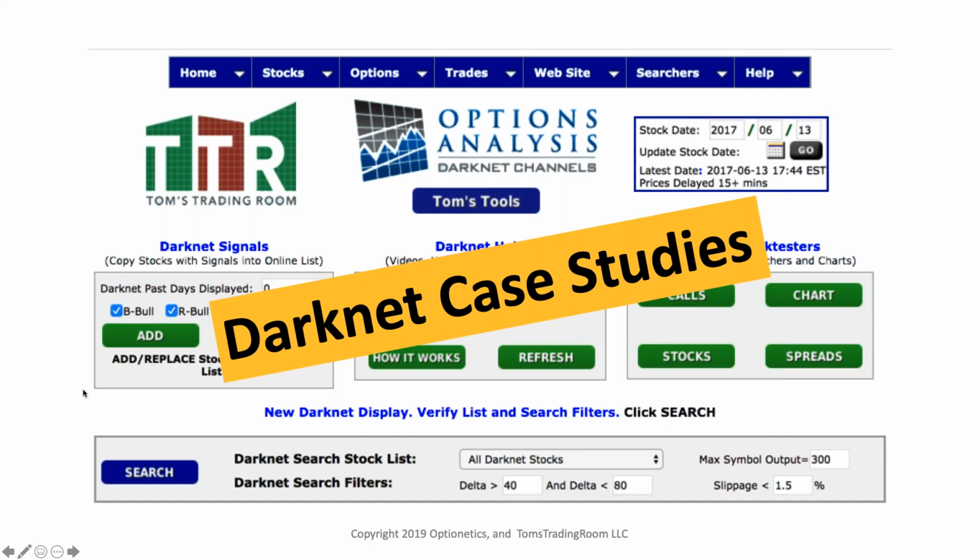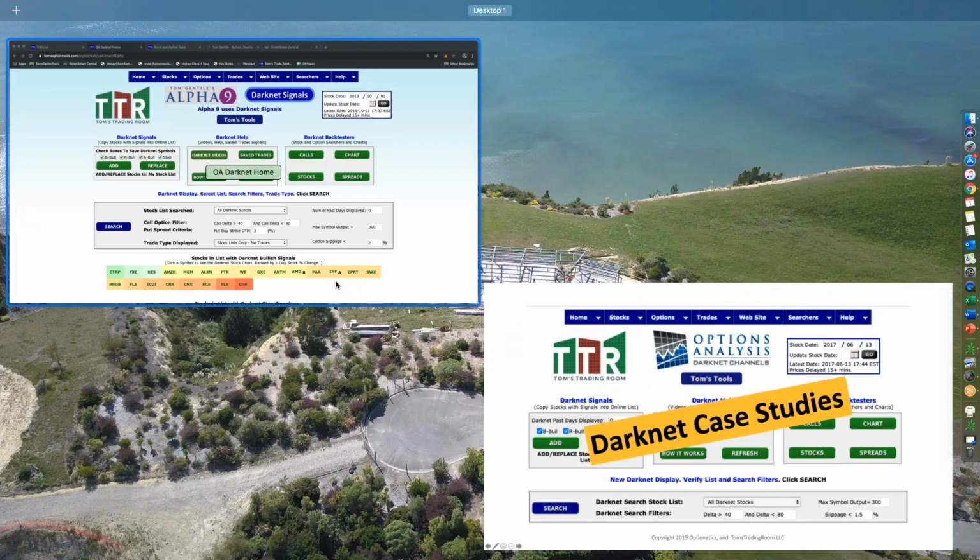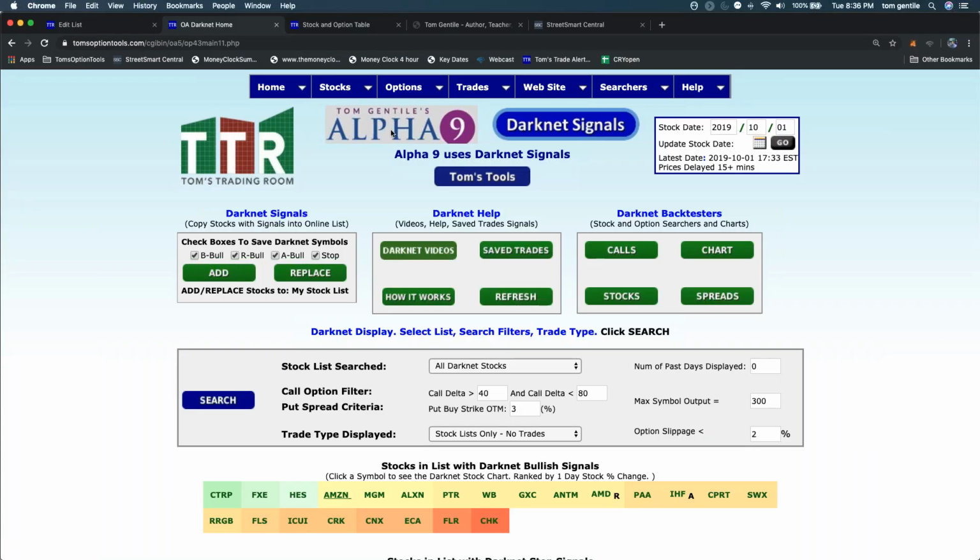And we're going to look at today. We're not going to go back in time. You can go back and backtest Darknet by changing the date in the upper right-hand corner and looking at Darknet stocks as they go day by day by day. I thought what we could do is look at today's stocks that came into the close of today. So to do that, I'm going to pop on over. I'm in Tom's Tools. Let me show you where I am.